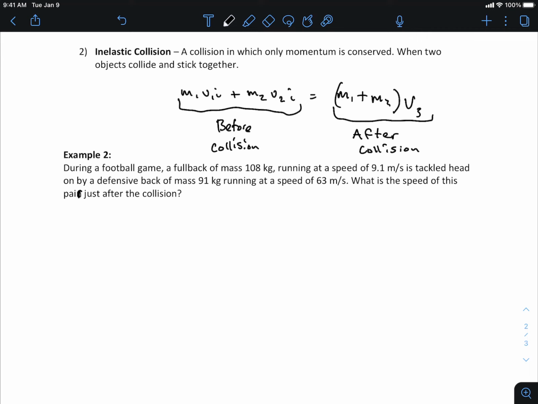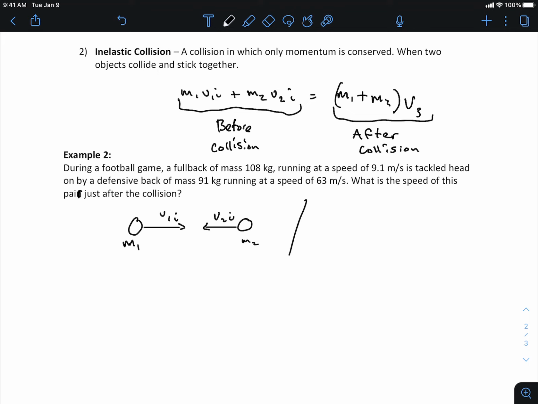Okay, so let's set up our statement, and let's even draw our picture first. So we've got M1 moving at a velocity of 9.1 meters per second. We'll call it V1 initial. And then we're going to have this other football player of M2 moving towards the other guy, V2 initial.